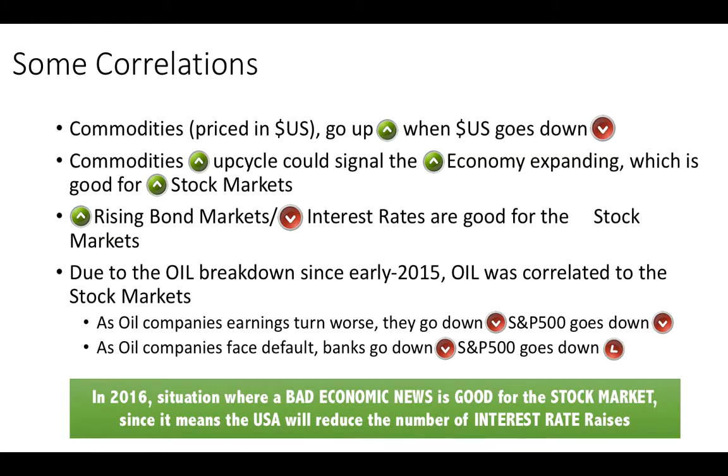Okay, here are some correlations that I often see in the market. For example, commodities, we know like gold and dairy products and oil is priced in US dollars. So commodities go up when the US dollar goes down. Now, you know that during periods of expanding economy, countries will buy commodities in order to produce parts or to produce a manufacturing output. So a commodity upcycle could also signal the economy expanding, and this is very good for stock markets.